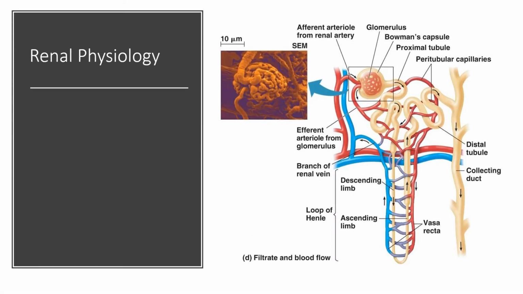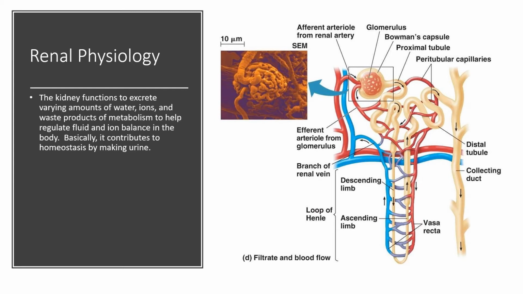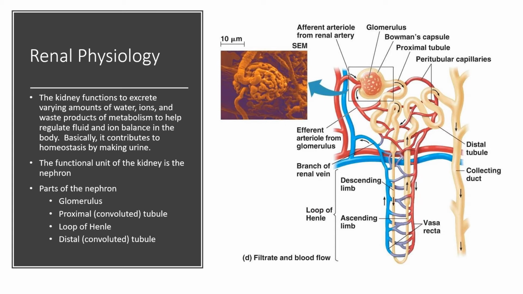Let's briefly talk about the renal physiology. The kidney functions to excrete a varying amount of water, ions, and waste products of metabolism to help regulate fluid and ion balance in the body. It basically contributes to homeostasis by making urine. The functional unit of the kidney is the nephron. The nephron consists of the glomerulus, the proximal tubule, the loop of Henle, and the distal tubule. And this goes into the collecting duct.